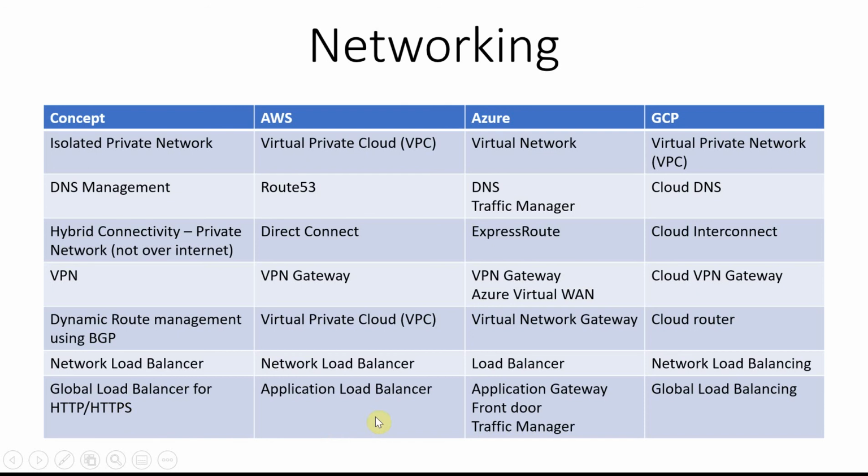So that's where global load balancers or web traffic based load balancers come into the picture. In that category, we have application load balancer. Here we have three components, which we saw when we were doing Azure: application gateway, front door, traffic manager. All these three come under the web and global traffic management category. And here it's all one global load balancing.